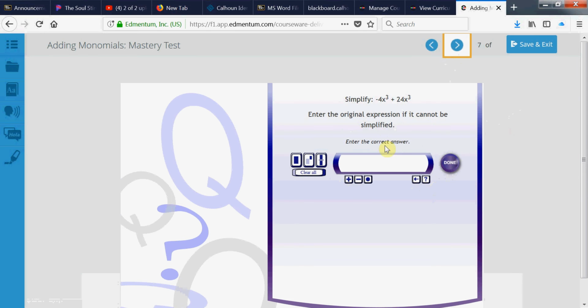Let's look at the next one. Here, x to the 3rd, x to the 3rd, they're like terms. Negative 4 and 24, if they have different signs, subtract. The biggest absolute value, you take its sign and affix it to the answer. So here, I subtract 4 from 24, I get 20. It is 20, not negative 20, because 24 is bigger than 4, and 24 is positive. Times the common variable expression, x to the 3rd.